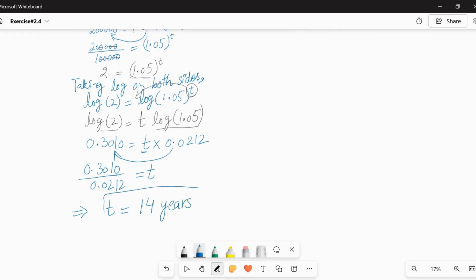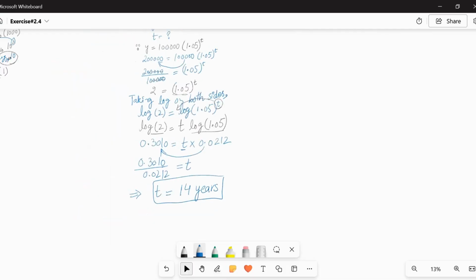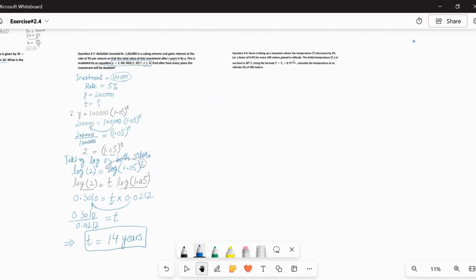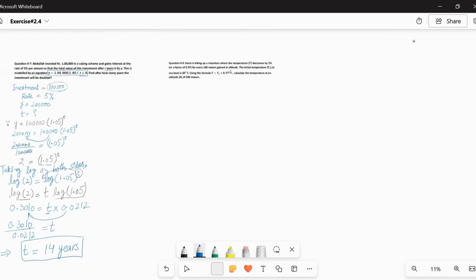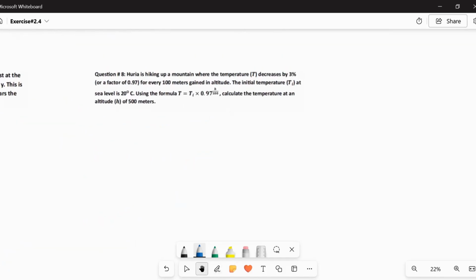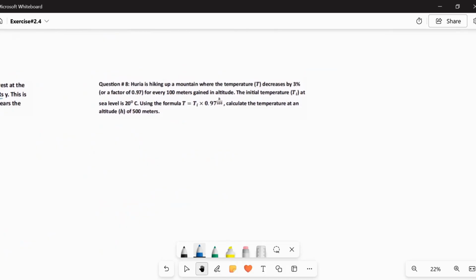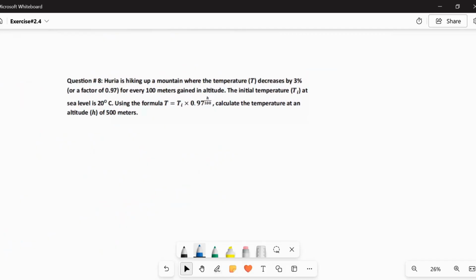Okay, so this will be your final answer for question number 7. Okay, cool. Now see question number 8. In question number 8 you are given: Huria is hiking up a mountain where the temperature T decreases by 3% or a factor of 0.97 for every 100 meters gain in altitude. The initial temperature is given.